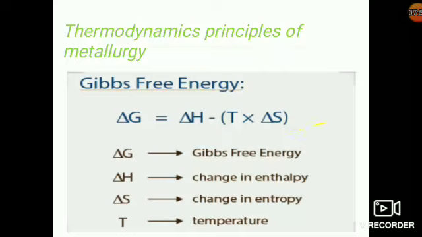Entropy means randomness. And this delta G value tells us whether the reaction is spontaneous, non-spontaneous, or at equilibrium. If delta G is equal to 0, then the reaction will be at equilibrium. If the value is negative, then the reaction is feasible or possible, and if delta G value is positive, that means greater than 0, then the reaction is forbidden, not feasible. So from here we can say whether a reaction is possible or not. This is the thermodynamic equation. This equation is going to help us. Now let's see how it will help us.